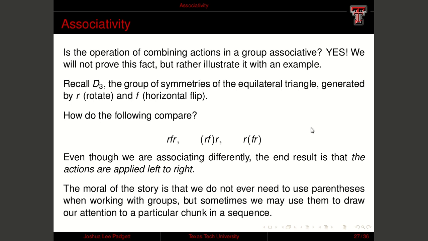So this is very important. So it just means in the end we can simply work left to right. Right? Now I hope this isn't confusing. If you have questions about this, of course, reach out to me. And so the moral of this is we just don't need parentheses when we're working in groups, although sometimes we may use them if we're wanting to emphasize a particular chunk or sequence.